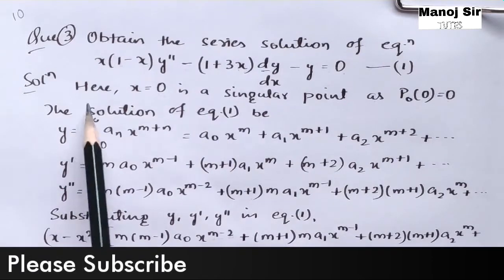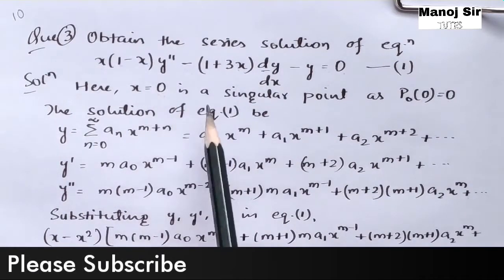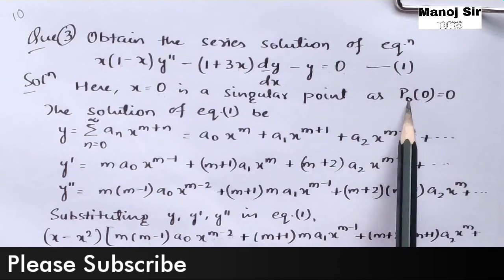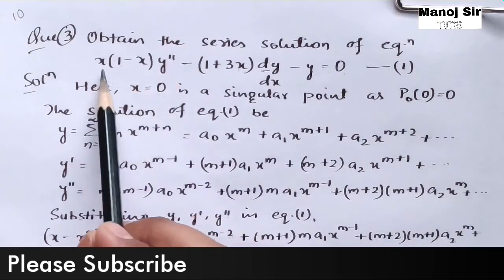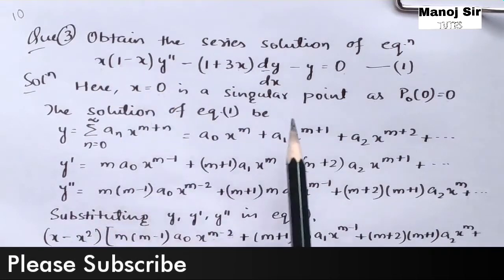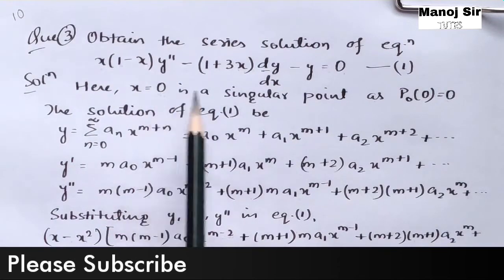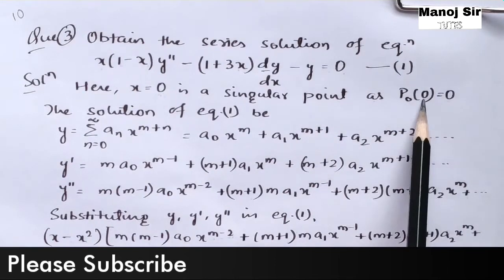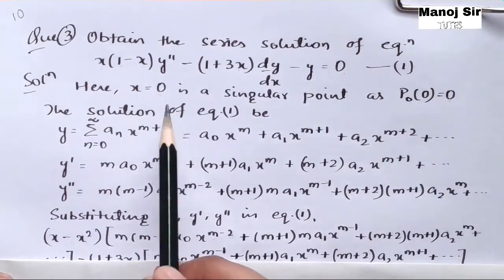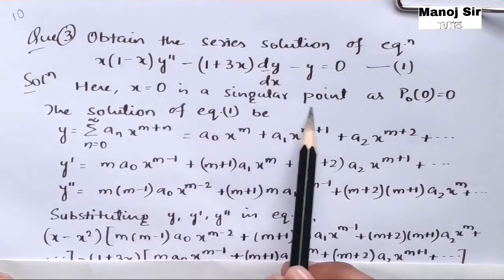Here if you put x equal to 0, then you will find that p naught will be 0. What is p naught? Coefficient of y double dash, that is x into 1 minus x. So on putting x equal to 0, p naught will become 0. So we can say x equal to 0 is a singular point.